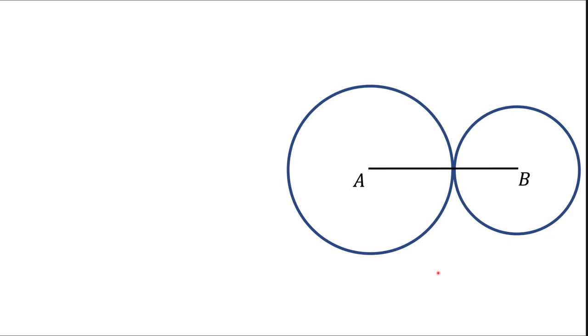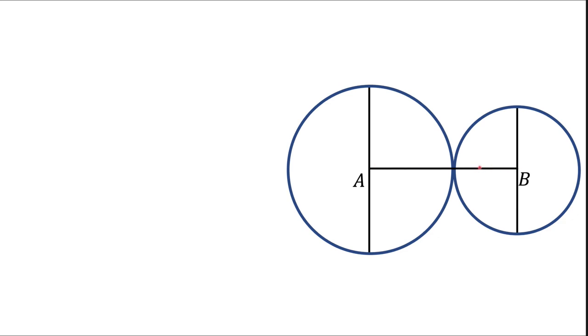Here we have two tangent circles with centers A and B. And as a property of tangent circles, the point of tangency right here is on a segment AB. Now what we're going to do is draw diameters through points A and B, and those diameters are going to be at 90 degrees to the segment AB.